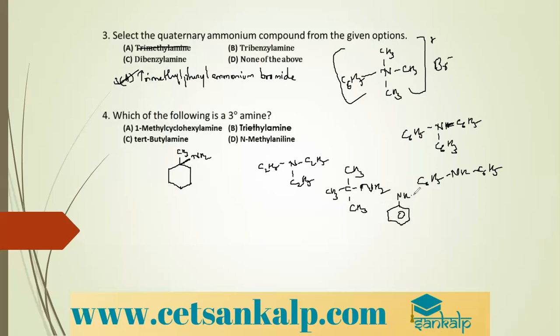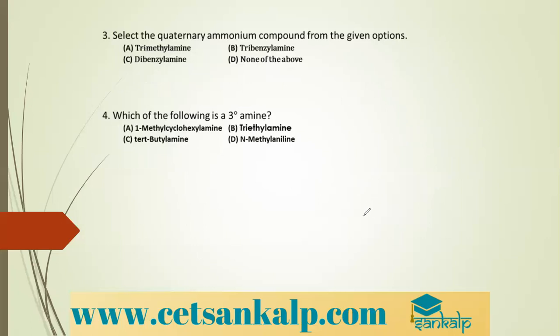N-methyl aniline means NHCH3. So if you look here, what is this group? NH2 group means this is primary. NH, this is secondary. N, this is tertiary. So the question is, which of the following is a tertiary amine? Triethylamine is tertiary. So here you need to always remember what is being asked: primary, secondary, tertiary means NH2, NH, and N.